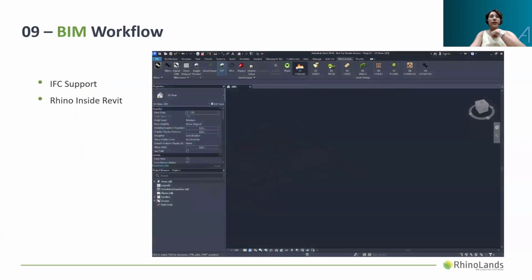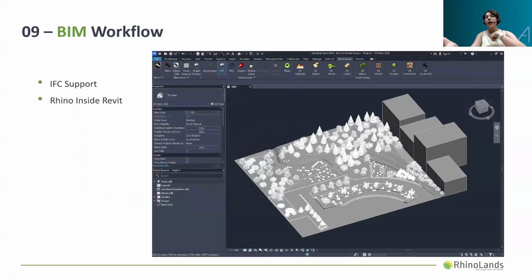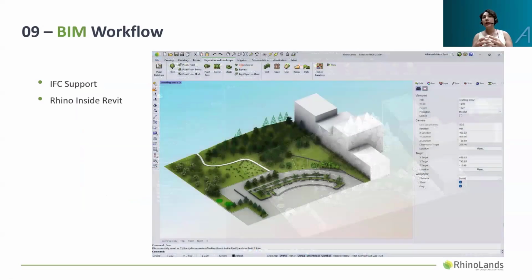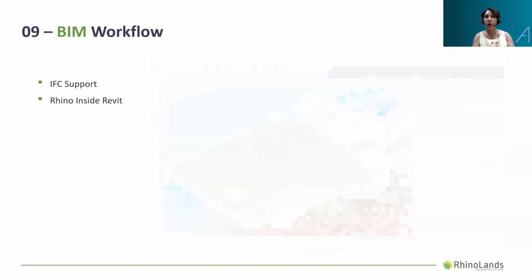The next feature is a BIM workflow. What you see here is the Revit environment. So we can call our landscape model into the Revit environment, and all its smart BIM objects will be recognized by Revit as BIM objects. Another workflow in the BIM environment is the IFC support. So you can import or export your model into the IFC file format and open it in any other BIM program.